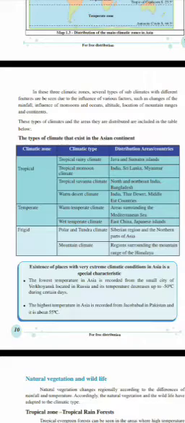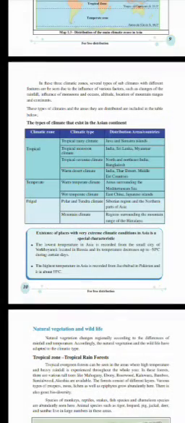Wet temperate climate, East China, Japanese islands. Frigid zone can be divided into 2 parts as polar and tundra climate and mountain climate. Polar and tundra climate, Siberian region and the northern parts of Asia. Mountain climate, regions surrounding the mountain range of Himalaya.